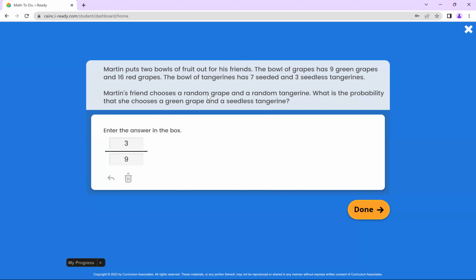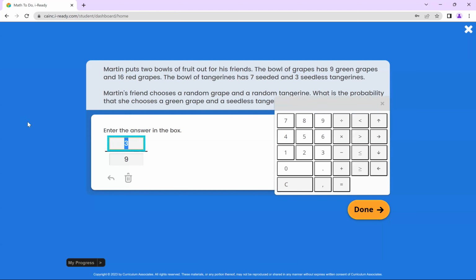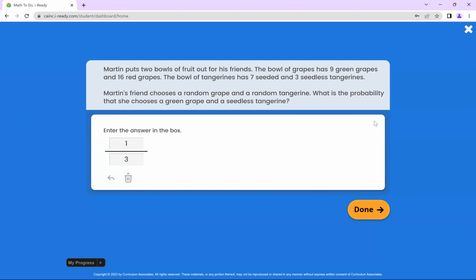Now keep in mind it's asking you about, well, you're choosing two things here. You're choosing a grape and then a tangerine. So I'm going to tell you the answer is not 1/3. This is a real statistics problem, a more challenging one you would see in an actual class. I'm going to tell you the answer is not 1/3. All right, that's good to hear.